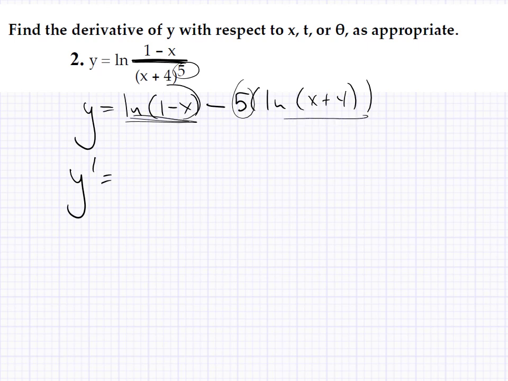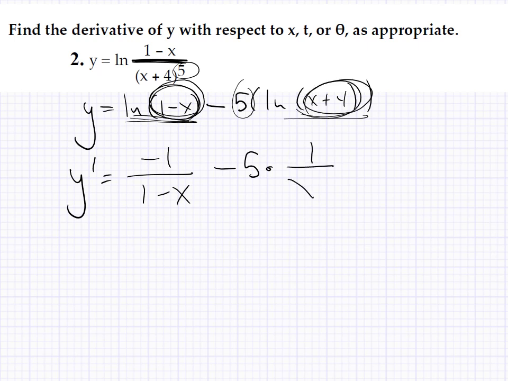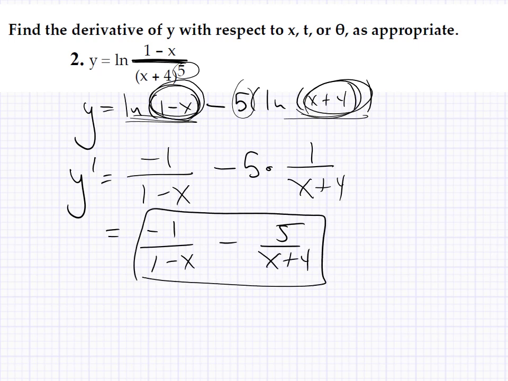U prime over u. Here's my u, so the derivative of this, which would be negative 1 over that. Minus 5 times, same deal again, derivative of this divided by this. So that'd be 1 over x plus 4. So I could write my answer as negative 1 over 1 minus x minus 5 over x plus 4. For a test, that would be fine. There's not really much else we can do there.